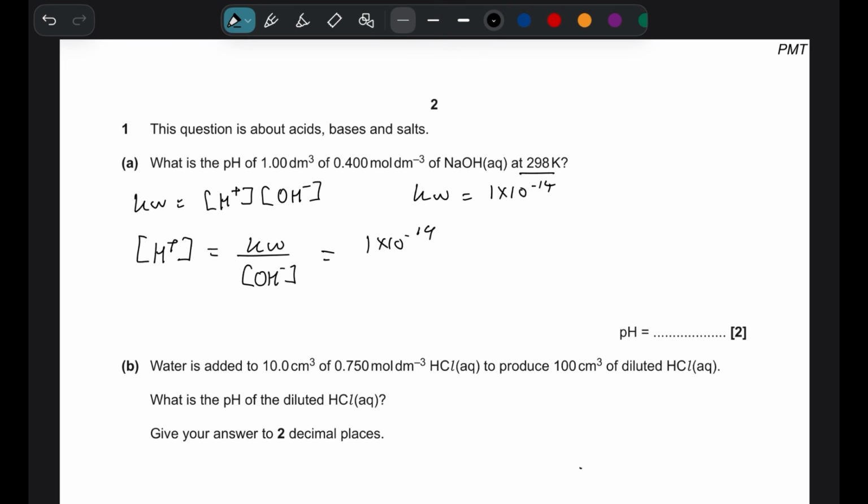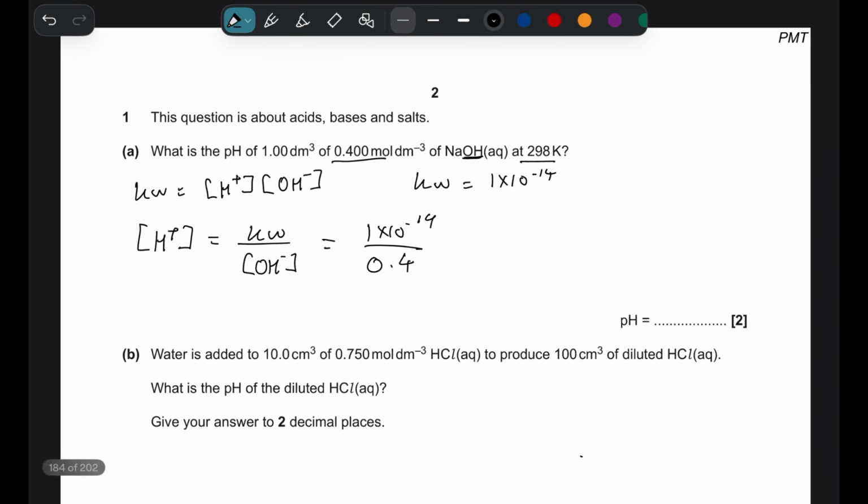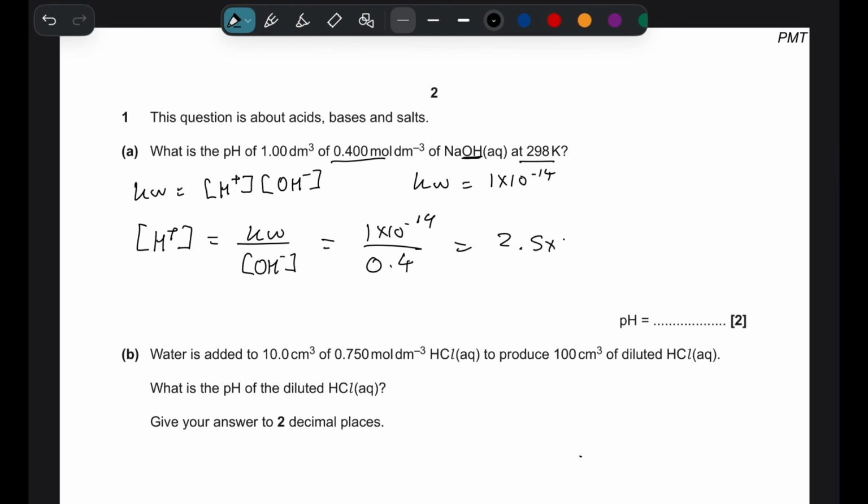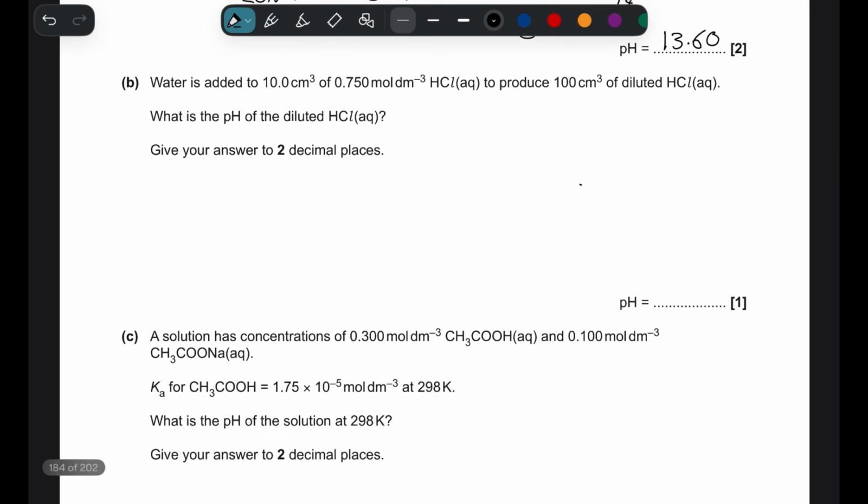Now I'm just going to input our values. So 1 times 10 to the minus 14, and then we're going to do the 0.4, because if there's one hydroxide in that much concentration, then that's what we're going to get. When we do that, we get 2.5 times 10 to the minus 14. Then we can just do minus log pH of 2.5 times 10 to the minus 14, and that will give us an answer of 13.60 as our pH.